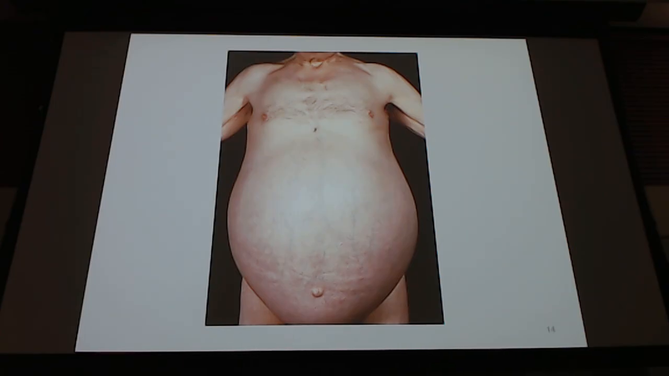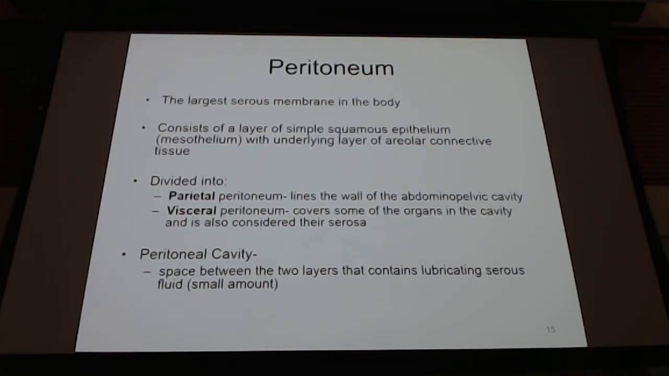Pretty incredible. So this all happens in the peritoneum, the largest serous membrane in the body. So you have simple squamous epithelium and an underlying layer of connective tissue, divided into two different layers: the parietal and the visceral. This has a lot to do with where people have pain in their abdomen. They describe something called parietal pain and something called visceral pain. It has a lot to do with how these are innervated.